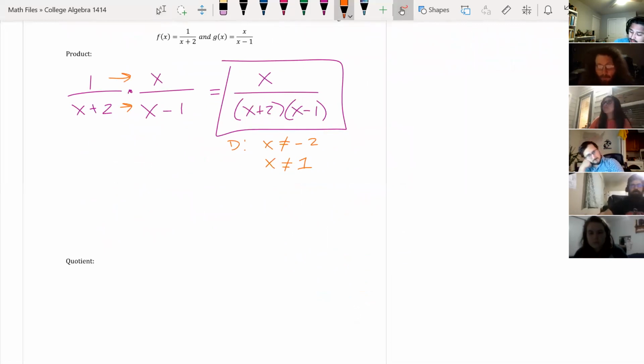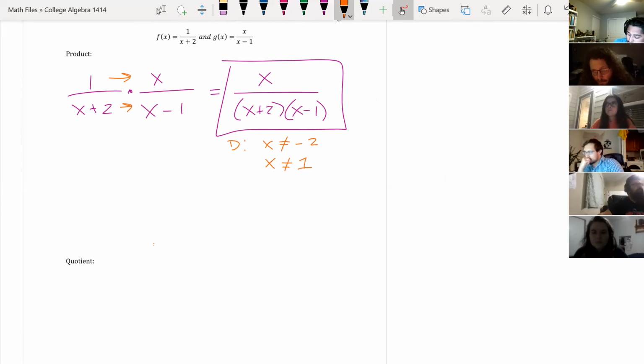Okay. So does that mean the domain stays the same across the sum, difference, and product? Not the quotient. Only the sum, difference, and product. Okay, awesome. Yeah. All right.